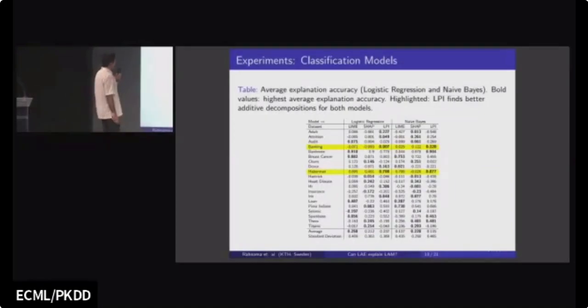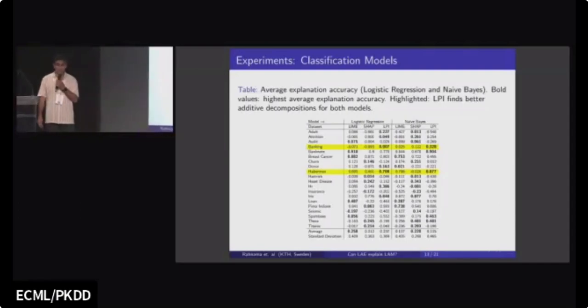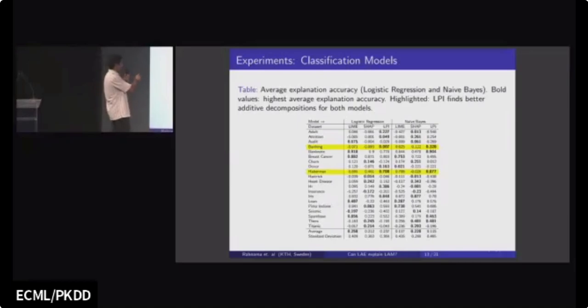However, if you look at the 20 data sets of the classification, they're extremely poor. You have those two data sets where LPI in both models is more accurate, but look at the averages, like 0.258 for Lime for logistic regression. These are extremely low numbers, right?